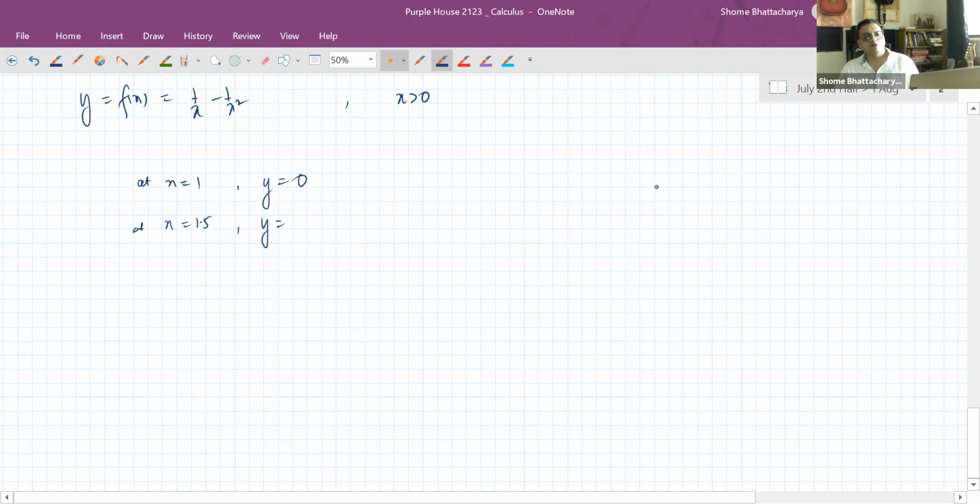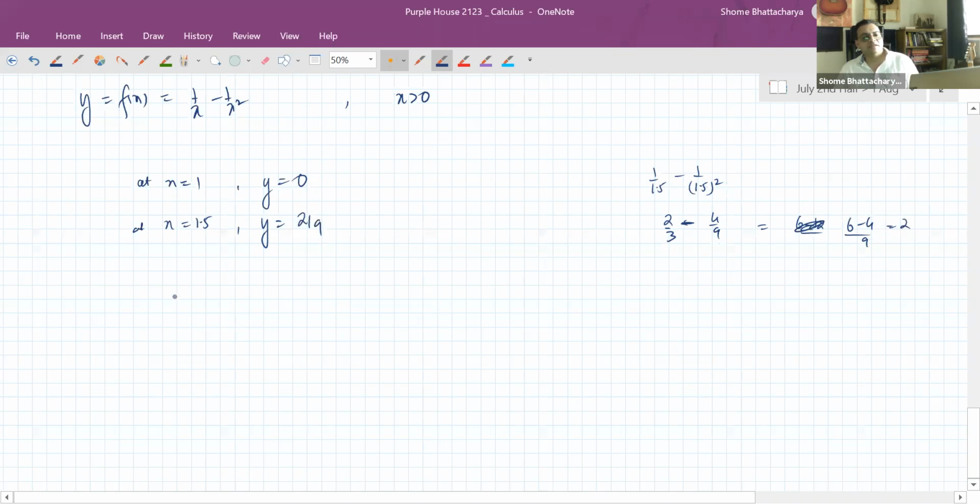At x equal to 1.5, what is the value of y? You can see it is 1 upon 1.5 minus 1 upon 1.5 square. So that's like 2 by 3 minus 4 by 9, right? So that becomes 6 minus 4 by 9. So that is 2 by 9. So the value of y is 2 by 9.